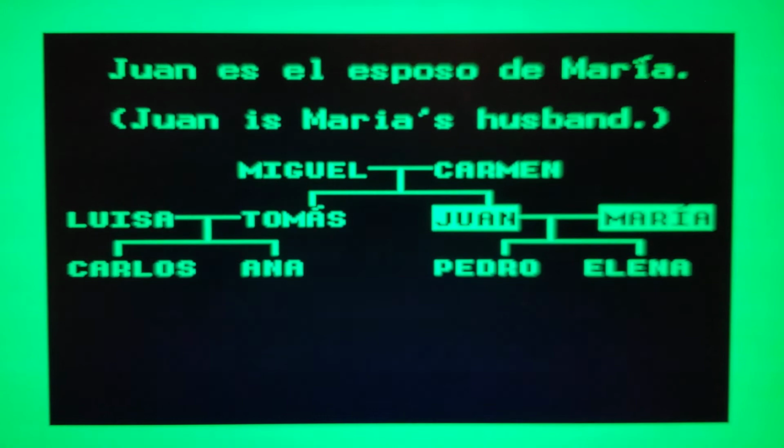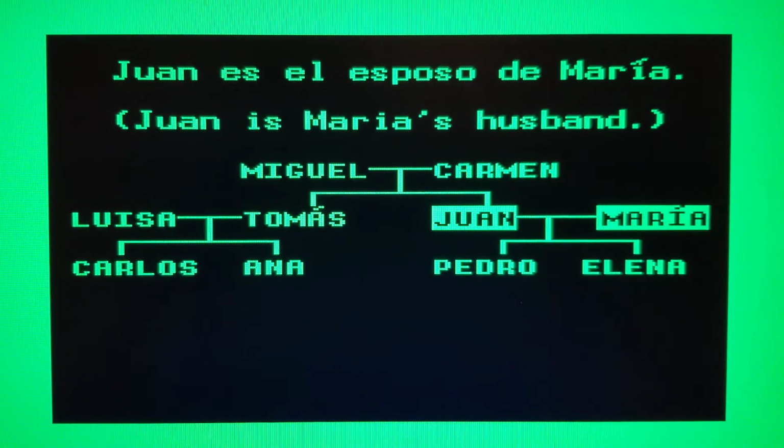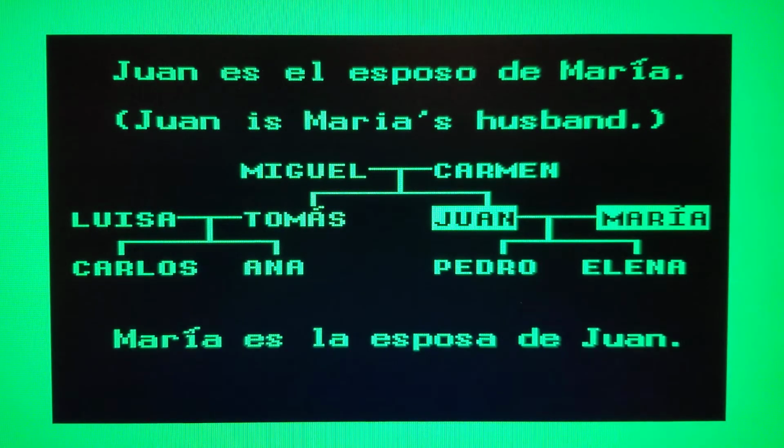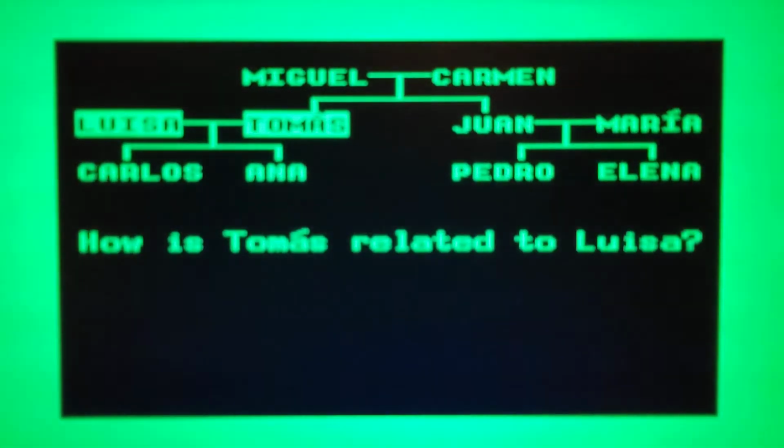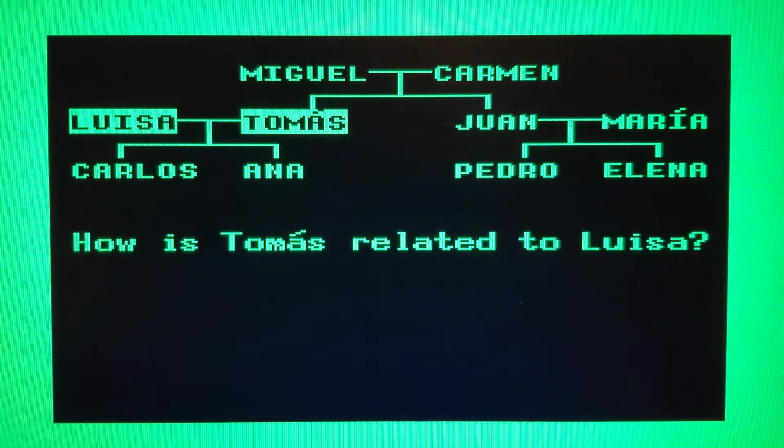Juan es el esposo de María. Juan is Maria's husband. María es la esposa de Juan. Maria is Juan's wife. How is Tomas related to Luisa?